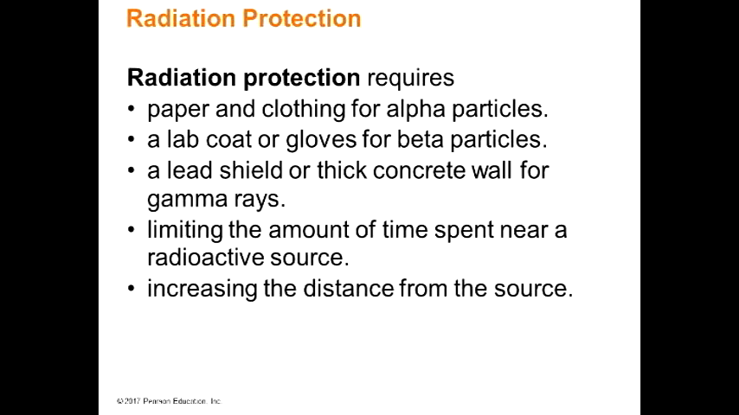Radiation protection requires paper and clothing for alpha particles. Paper and clothing for alpha particles is good enough. So a lab coat and gloves for beta particles. You get it? And a shield is required and concrete wall for gamma. And so be aware of this. Okay? So you have alpha, beta, gamma.